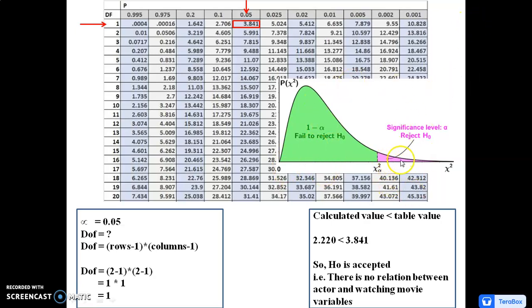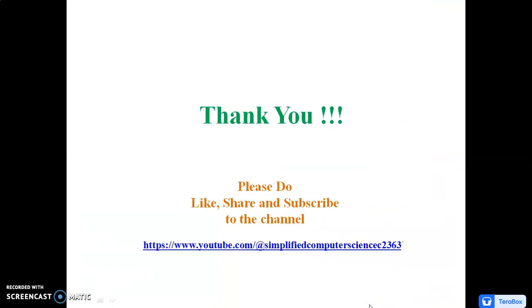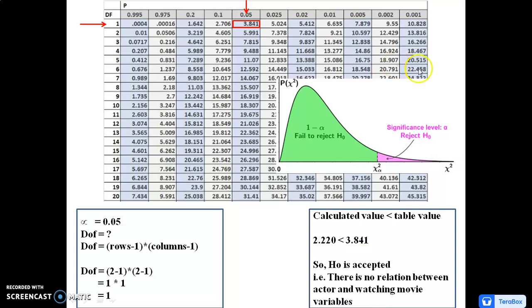And if it would have fallen over here, or if the value would have been greater than 3.841, then we would have rejected the null hypothesis. So here we say that the null hypothesis is accepted. And what was the null hypothesis? That there is no relation between the actor and watching movie variable. So this was all about the chi-square test to find out the relation between two variables.